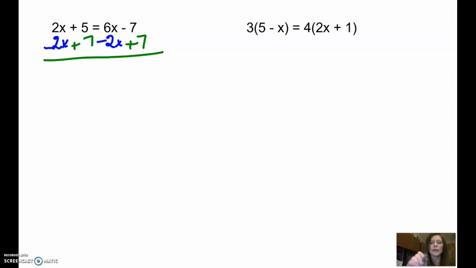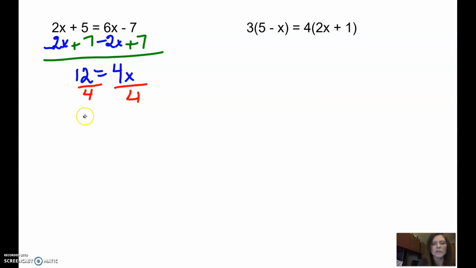Now we're going to go ahead and work vertically. So the x terms on the left canceled. 5 and 7 makes 12. Keep track of where your equal sign is. 6 minus the 2 is going to leave me with 4x. And again, the constant terms on the right canceled. Now we're down to the step of isolating the x. So I see 4x indicating 4 times x. So I get rid of the 4 by undoing that and dividing both sides.